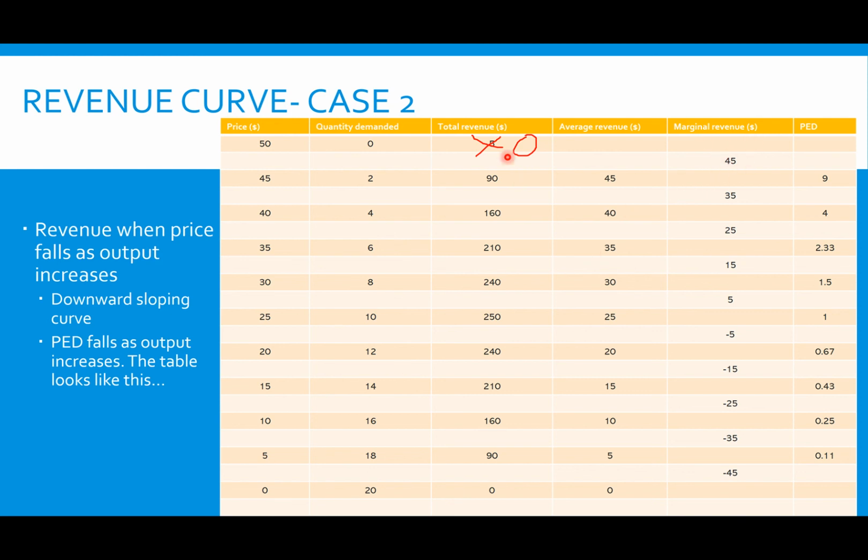Now, let's look at this. Why is this 45? Well, first, total revenue is 0, and here total revenue is 90. So the change in total revenue is 90, and the change in quantity is 2. So 90 divided by 2 is 45. Again, for the next one, the difference between 90 and 160 is 70. The difference in quantity demanded is 2 units, so 35. We do this, it's decreasing and it turns negative at the third endpoint. Well, let's look at this later.